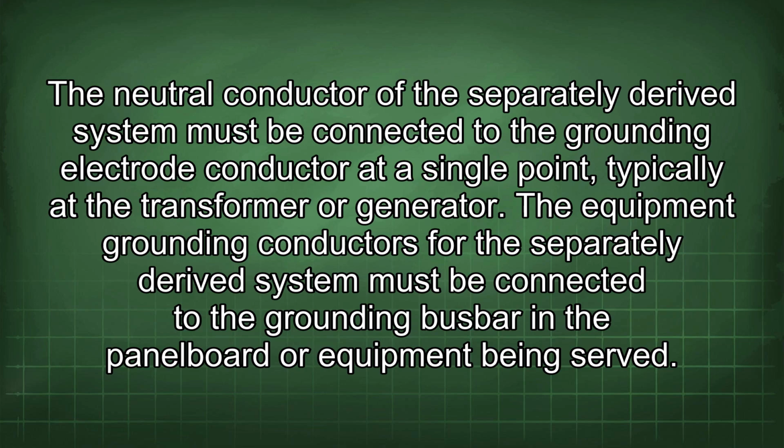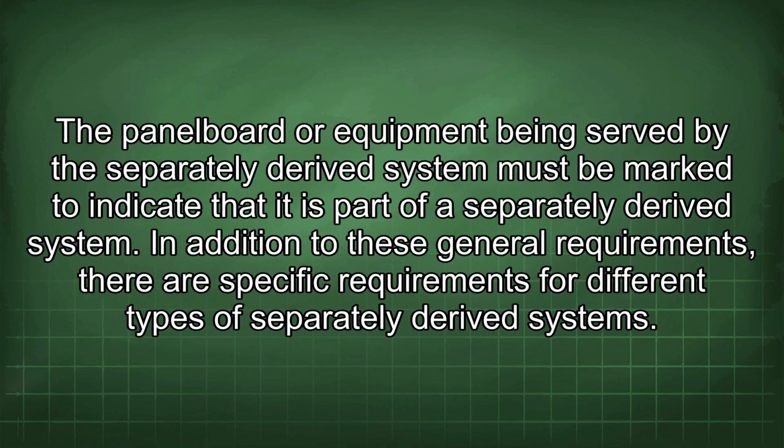The equipment grounding conductors for the separately derived system must be connected to the grounding busbar in the panel board or equipment being served. The panel board or equipment being served by the separately derived system must be marked to indicate that it is part of a separately derived system.